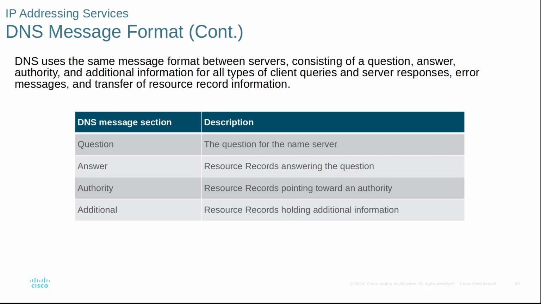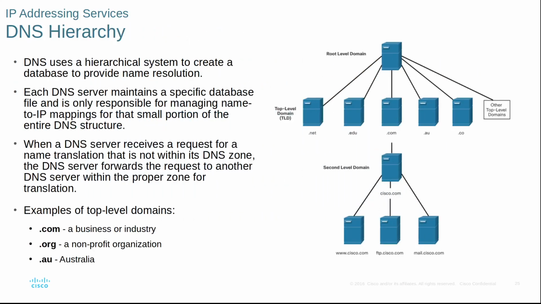The answer is the server's response to a question. It will reply with, yes, I do, and here's the resource record information. Authority is when the server says, I don't know, but this server over here, he knows, go talk to him. And additional records hold additional information, such as the mail exchange record, right? Who handles the email for our domain. That's what MX records have in them.